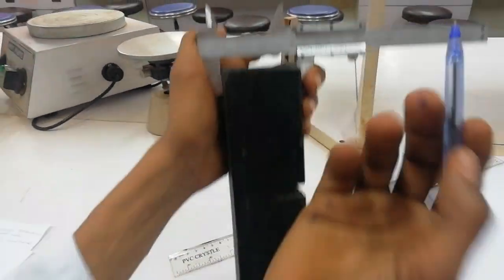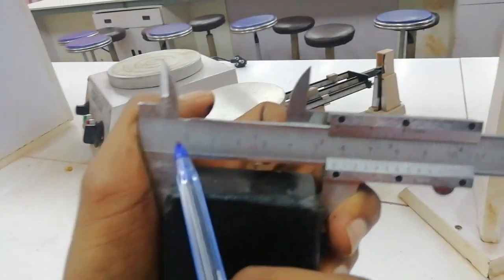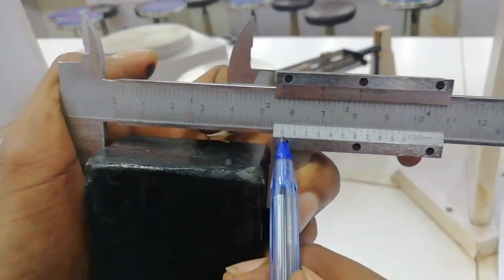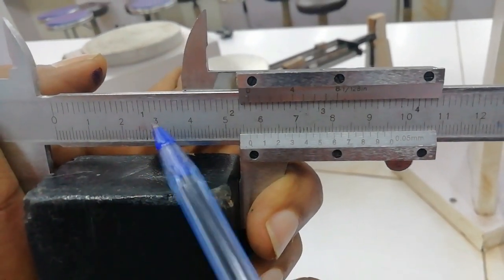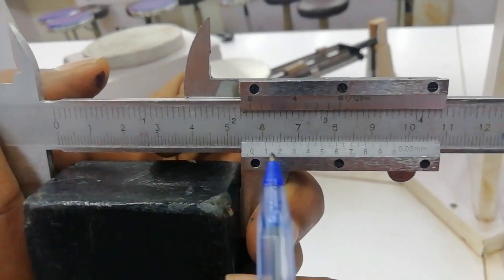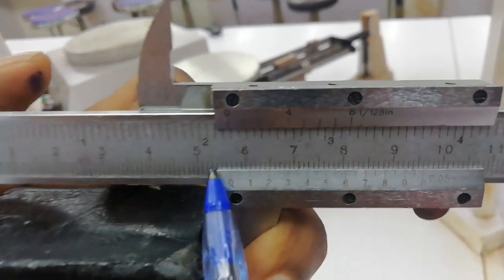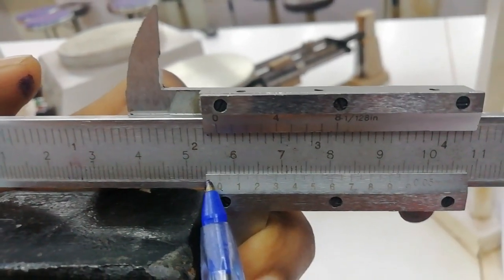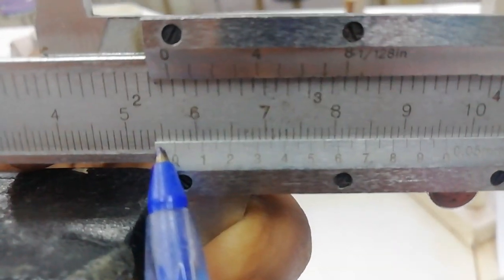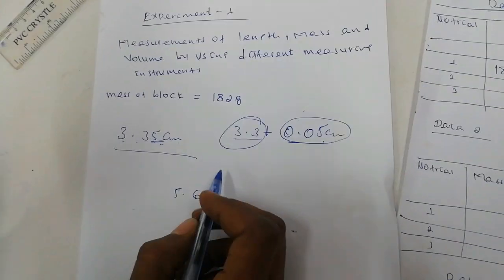Now, the same as the width, we count on the main scale and the vernier scale. The main scale is 0, 1, 2, until the 0 of the vernier scale. 0, 1, 2, 3, 4, 5. Then 0 is here. This is 5.1, 5.2, 5.3, 5.4. This is 5.5. This is 5.6. The 0 comes between 5.6 and 5.7. So you take 5.6 from the main scale.